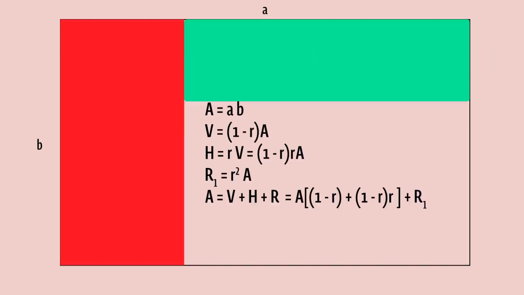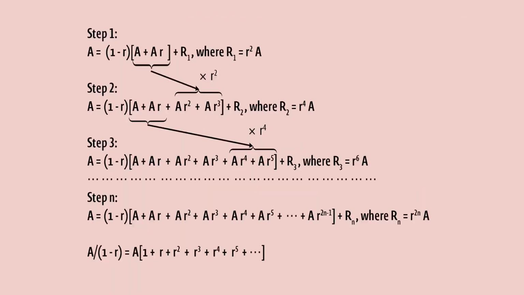The area A can now be written as A equals V plus H plus R. The sum of V and H is 1 minus R times A plus AR. Since I am going to iterate this process, let me summarize in words the process.